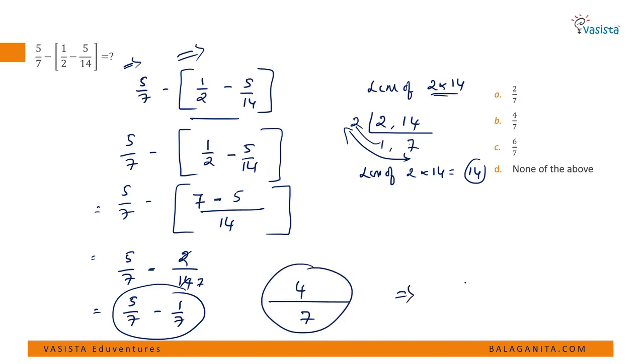Right, the answer is 4 by 7. Option B is the right one.